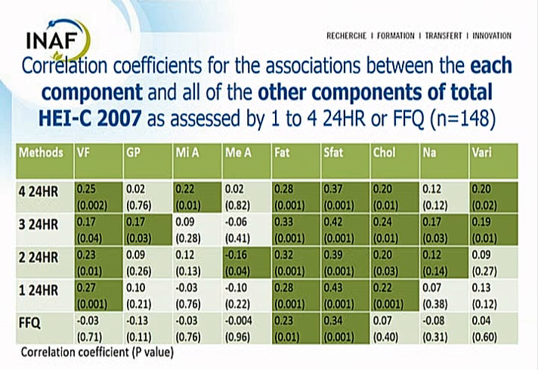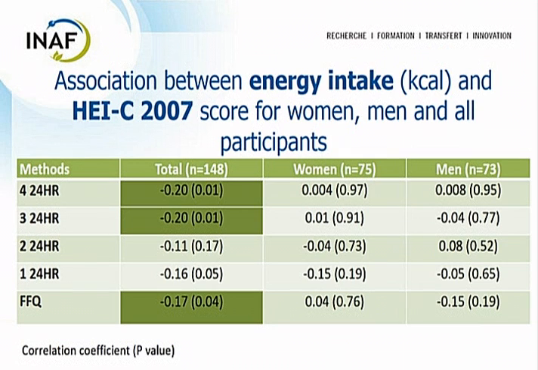And the idea behind it is to assess internal consistency, so to see if all the components lead in the same direction. What we can see is that the fruit and vegetable component, as well as the moderation component, were the ones that were most strongly associated with the total score with each technique. And we also can see that the food frequency questionnaire seems to demonstrate a weaker internal consistency than the other techniques.